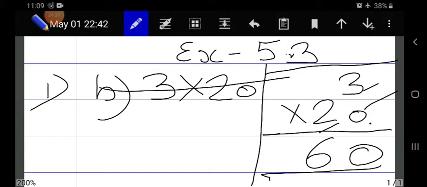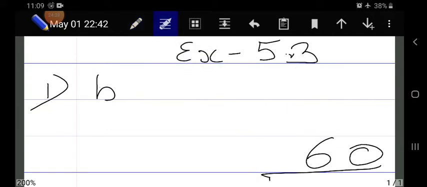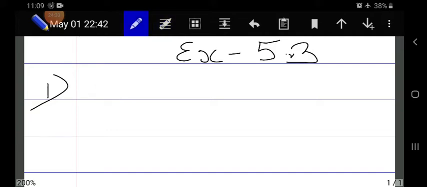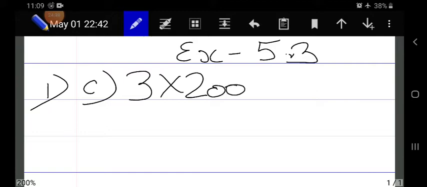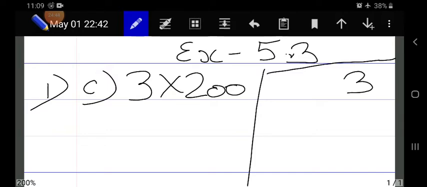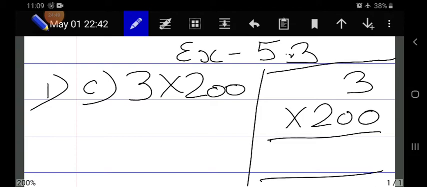Now C part, 3 multiply by 200. I am just going to do it here again. 3 multiply by 200. 0 3s are 0, 0 3s are 0, 2 3s are 6. So the answer is 6,000. Okay, so this is how we are going to do all the calculation.